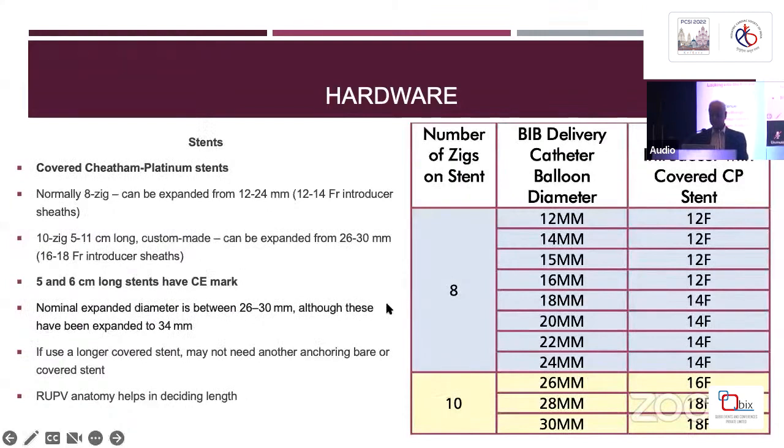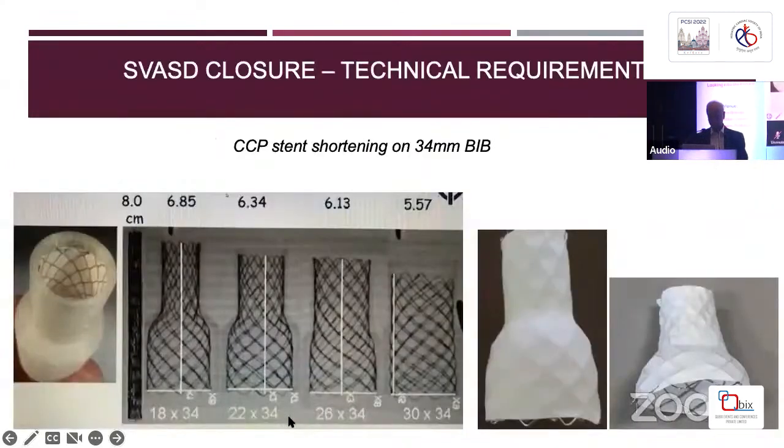The covered CP stent, as I mentioned, 8-zig can be dilated up to 24 millimeters. It's the 10-zig really that can be dilated more, 26, 28, 30 millimeter diameters. The length, again, up to 11 centimeter long. The diameters are 30, but they can be expanded up to 34 millimeters, usually at the bottom end, and the right upper pulmonary vein anatomy helps.